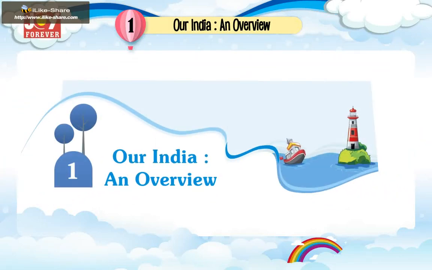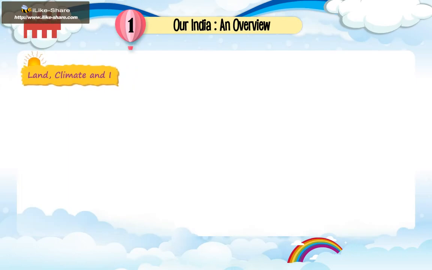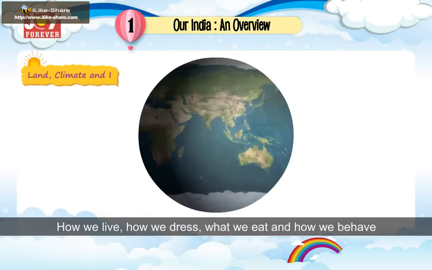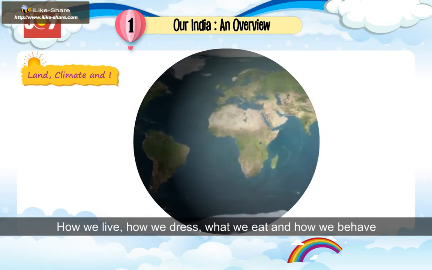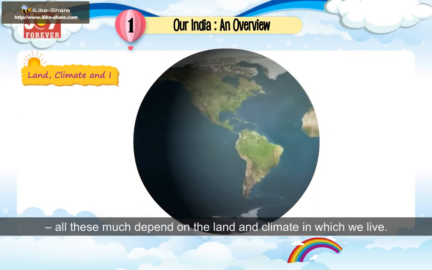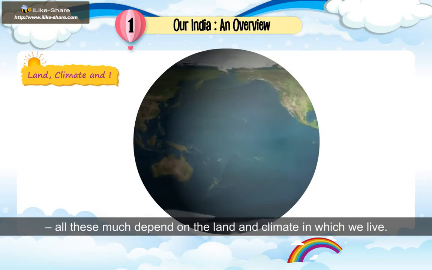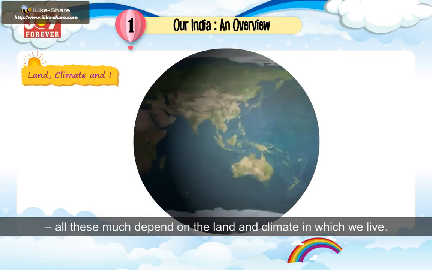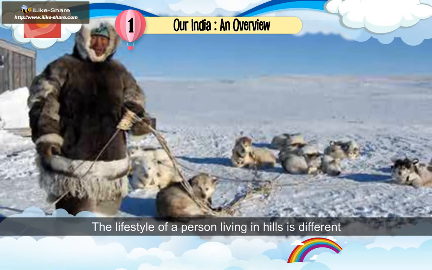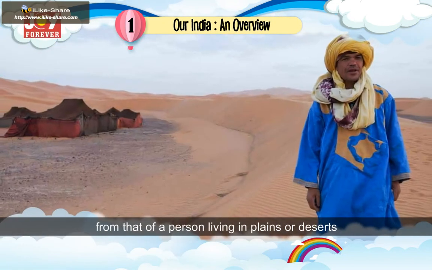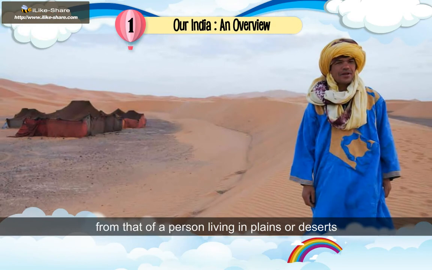Chapter 1: Our India, an Overview. Land, Climate and I. How we live, how we dress, what we eat, and how we behave. All these much depend on the land and climate in which we live. The lifestyle of a person living in hills is different from that of a person living in plains or deserts.